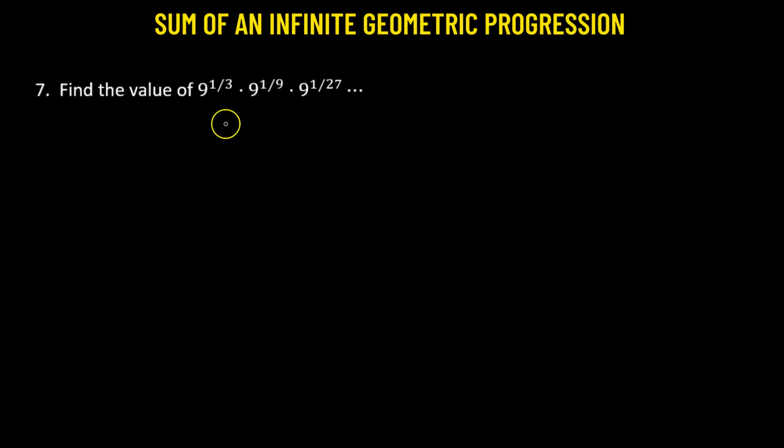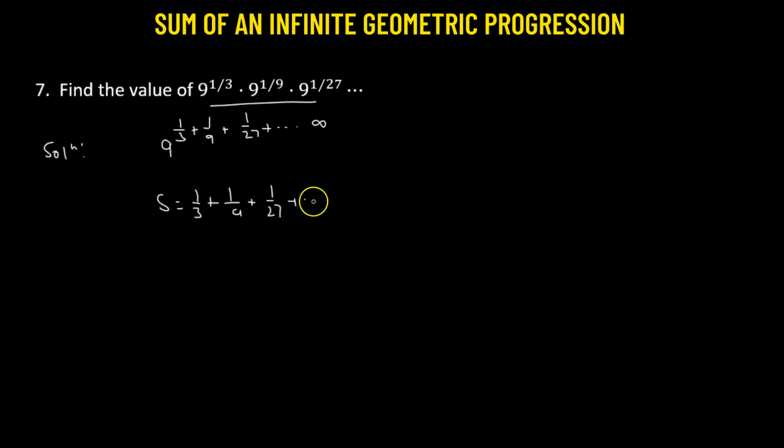We need to obtain the value of the given expression. So here we have to first rewrite this expression. We observe here that all the bases are the same, which has a value of 9. So we can add up the exponents. So in the exponent, we're going to have 1 over 3 plus 1 over 9 plus 1 over 27. This goes all the way up to infinity. So here, we'll only tackle the exponent part first. So let's denote it by the sum s. So we have 1 over 3 plus 1 over 9 plus 1 over 27, and so on.